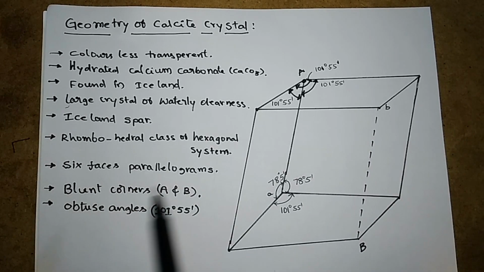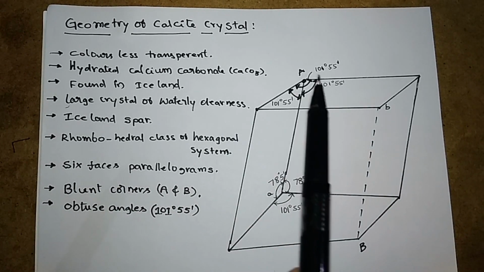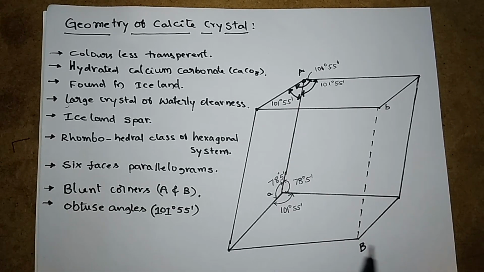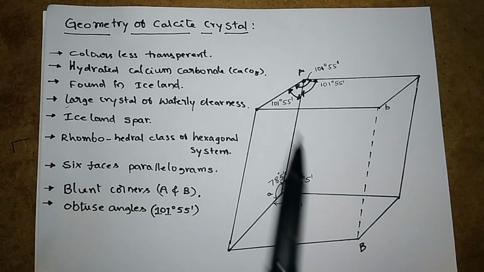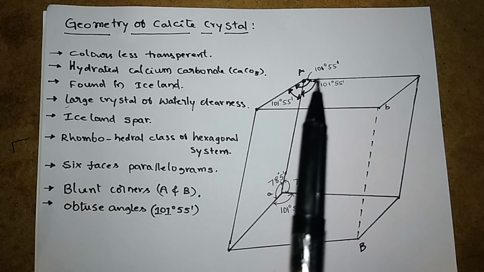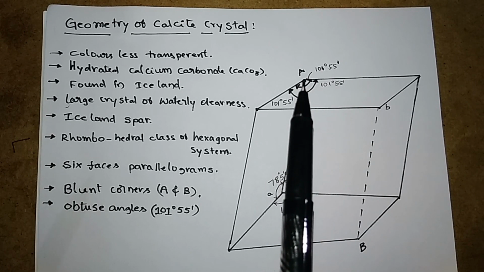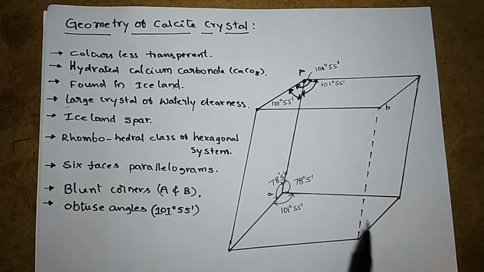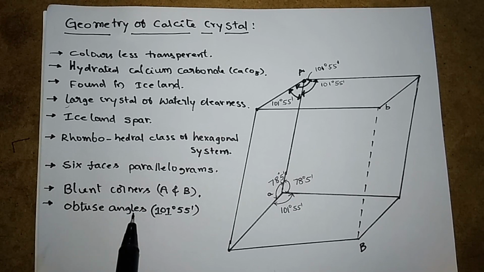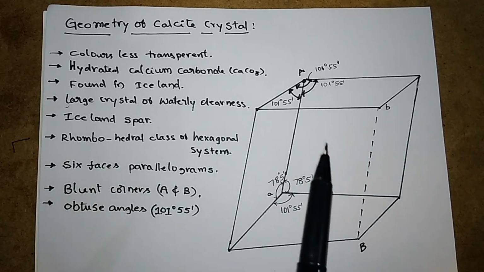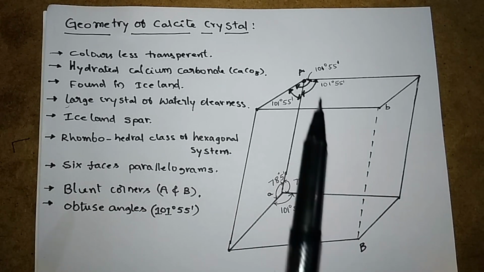Okay. Here we have 2 points, A and B. At these 2 points, we have 101 degrees 55 minutes. This corner A is called a blunt corner, and corner B is also called a blunt corner. At blunt corners, we have obtuse angles of 101 degrees 55 minutes. A and B are called blunt corners.